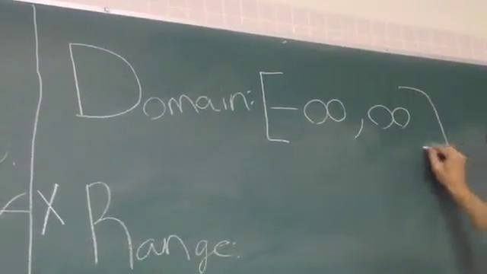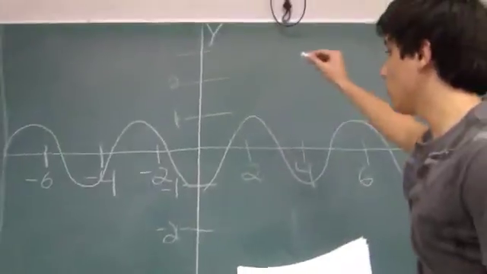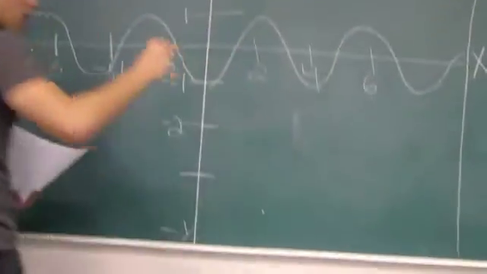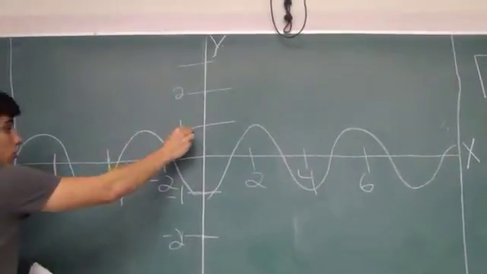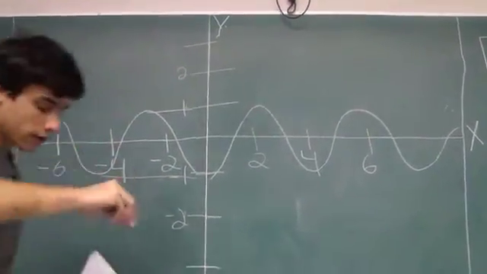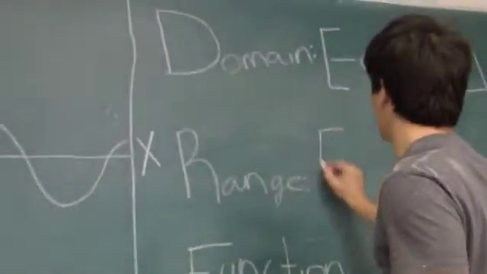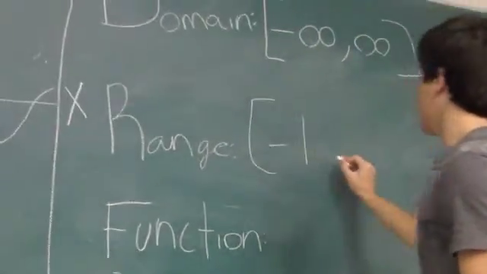Positive infinity. And the range is the same thing on the y-axis, and it goes only until 1 and negative 1. It's the farthest it goes. So we put first the negative, and it's negative 1 and positive 1.